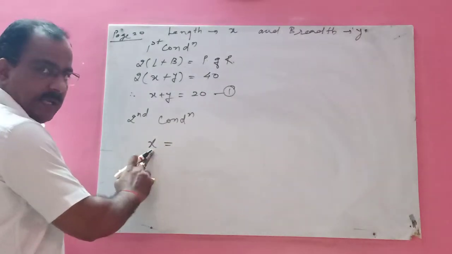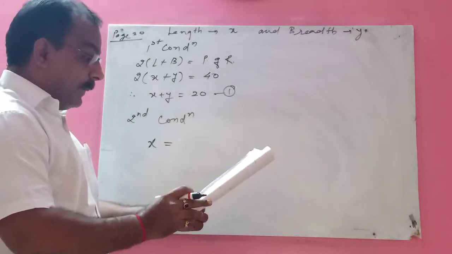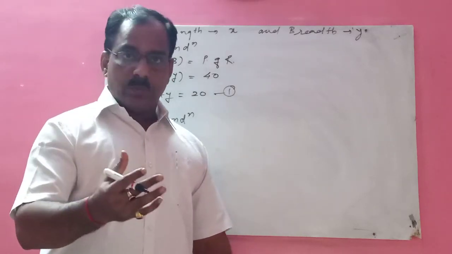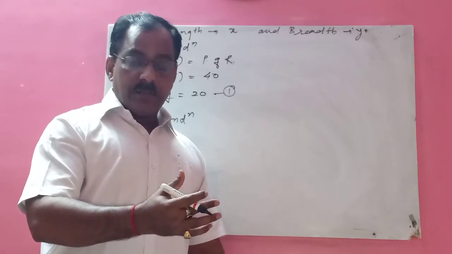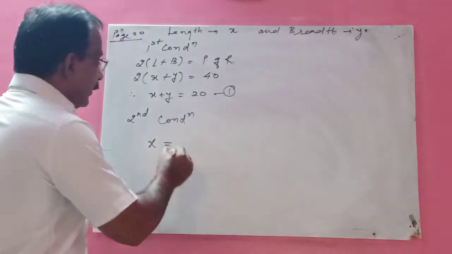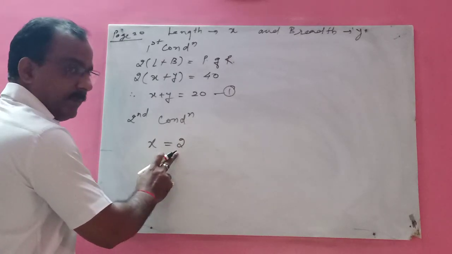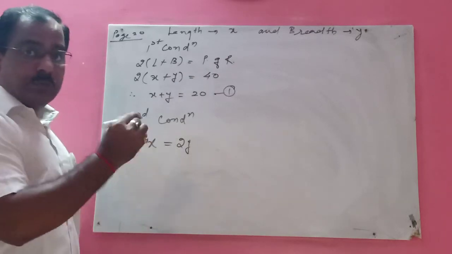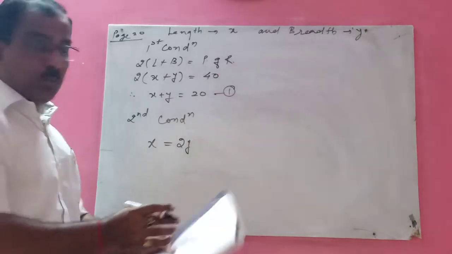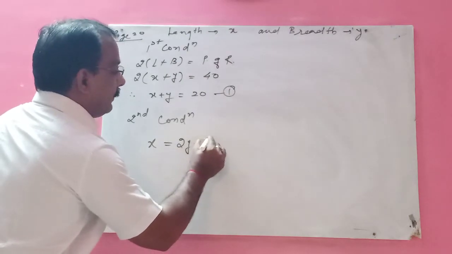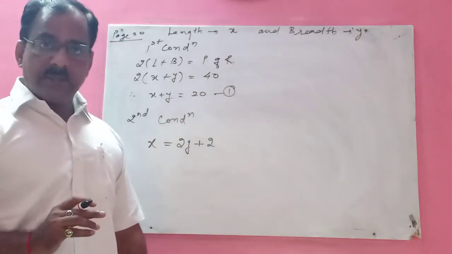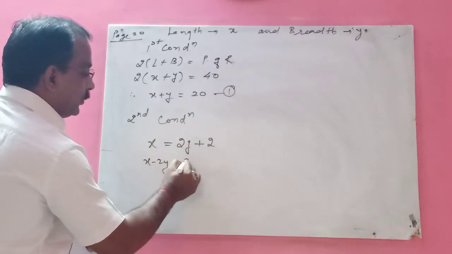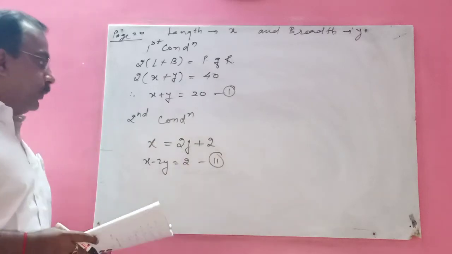So length is double its breadth. Double means you multiply by 2. Breadth is y, so 2 into y. And also more by 2, so for 'more' you put plus and then 2. This way you make the second equation. Transfer this here, so x minus 2y equals 2. This is your equation number 2.